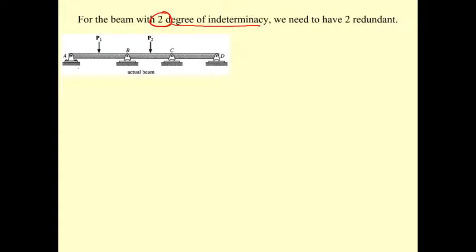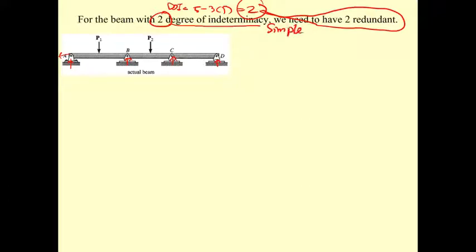This one has A sub x and A sub y, B sub y, C sub y, and D sub y. So the total unknown here is going to be 5. And then we have three equations for one free body diagram. So our degree of indeterminacy is going to be 5 minus 3, which is 2. That means we're going to need to have 2 redundants. Again, to make the beam a simple beam.